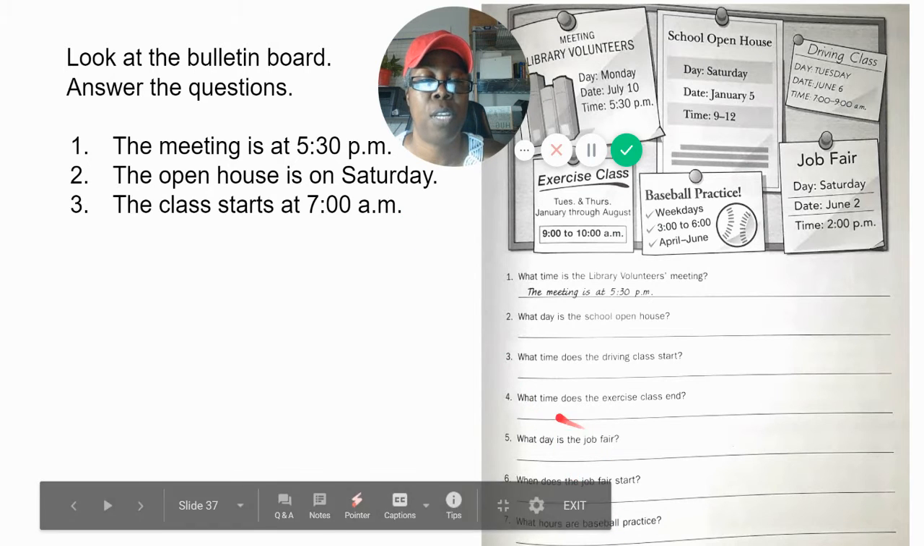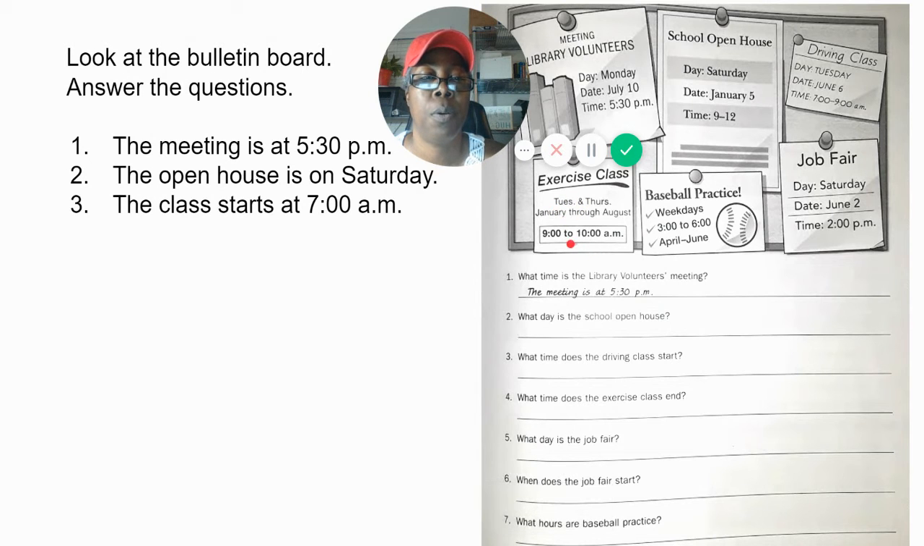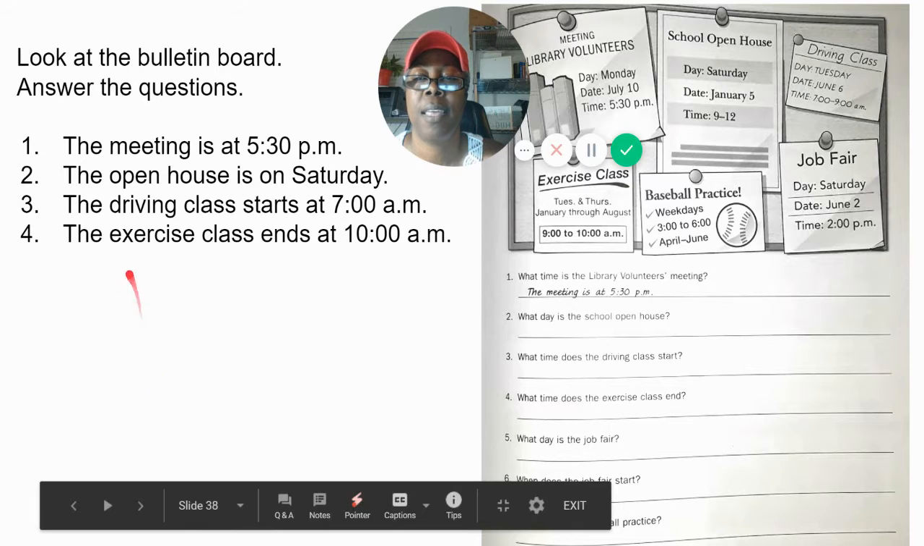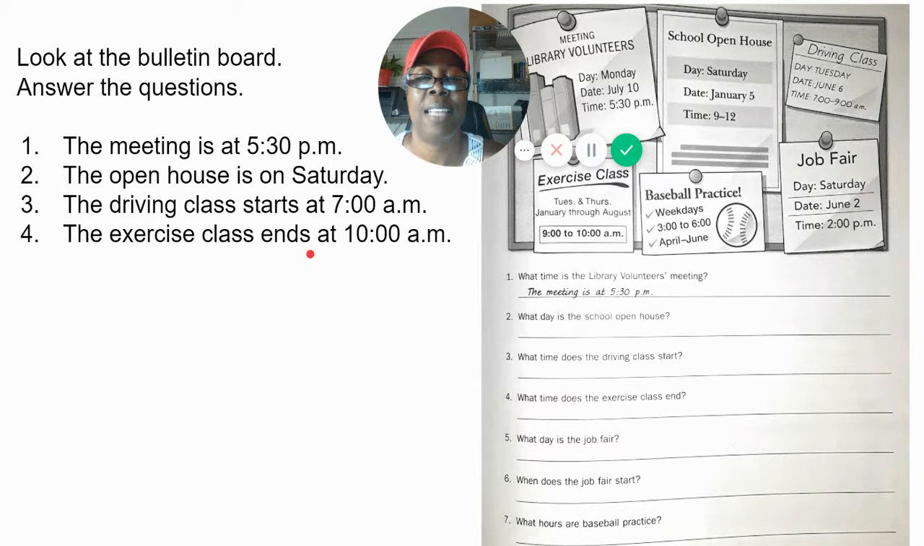Next question. What time does the exercise class end? We look here, we see exercise class, and we see 9 to 10 a.m. So the end time is 10 a.m. Our sentence is, the exercise class ends at 10 a.m.